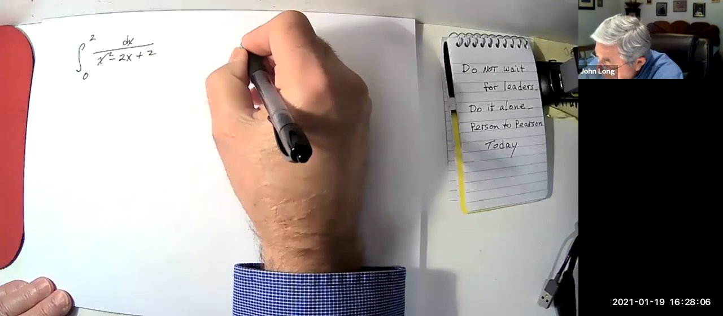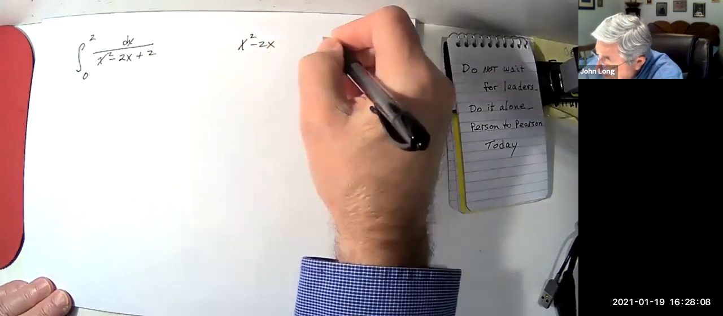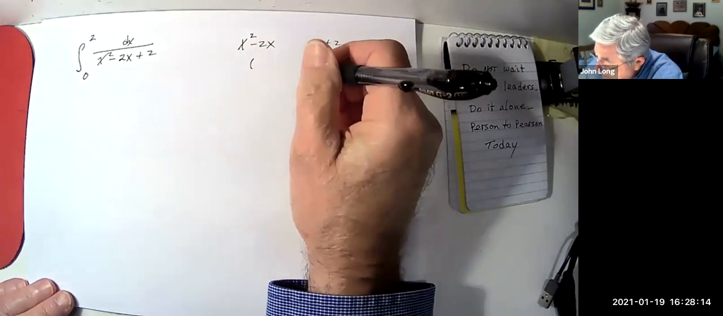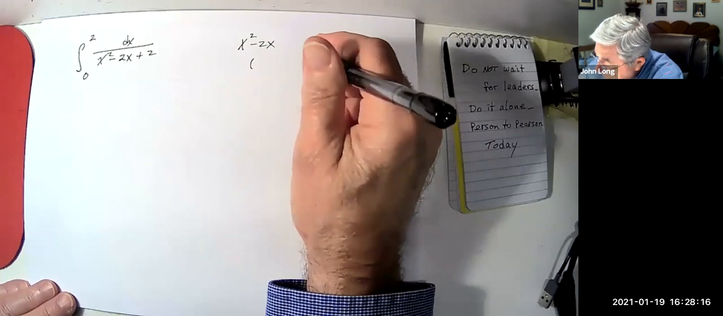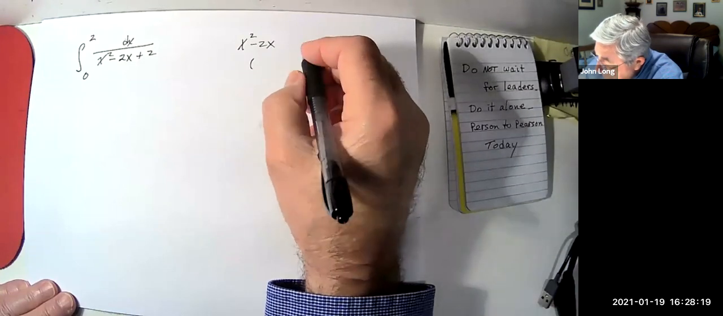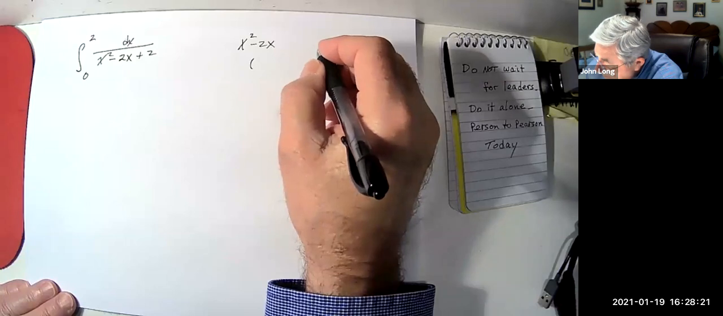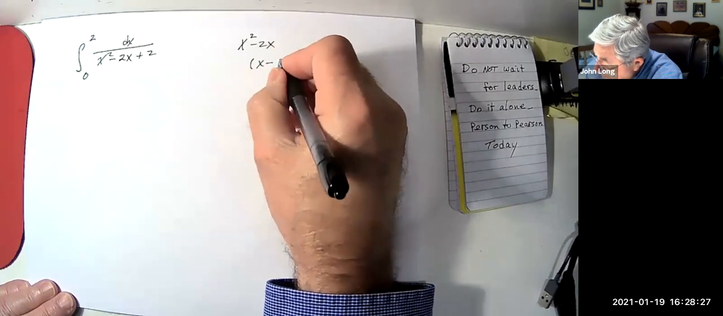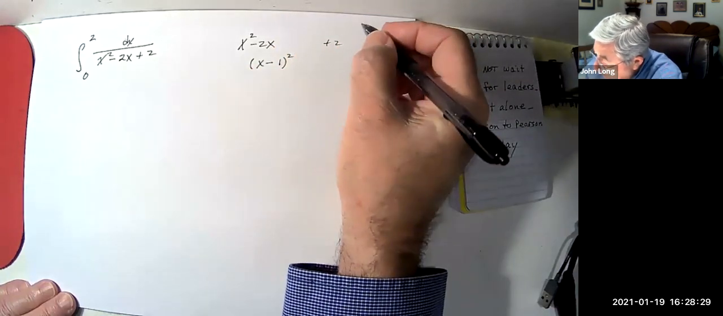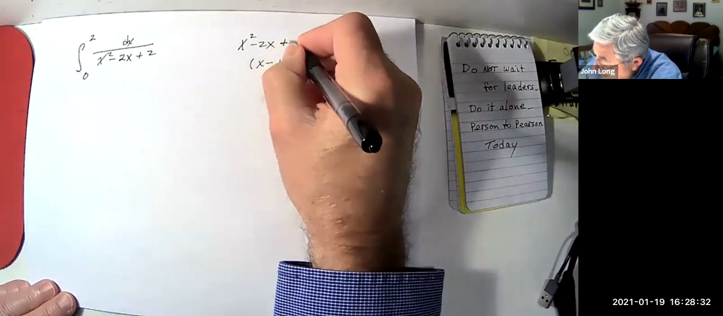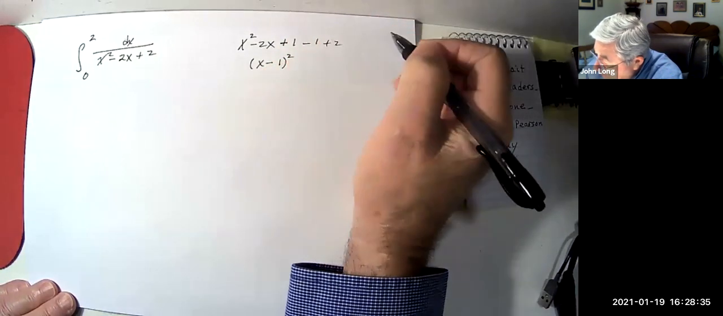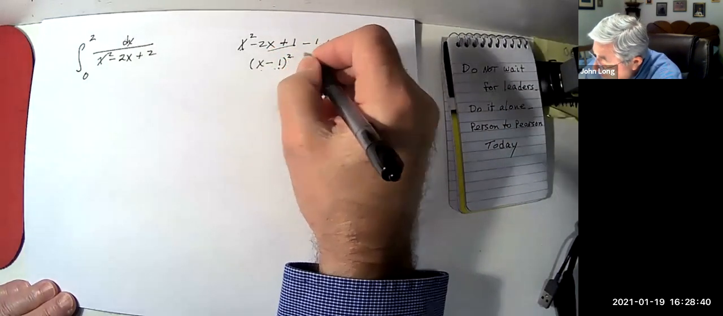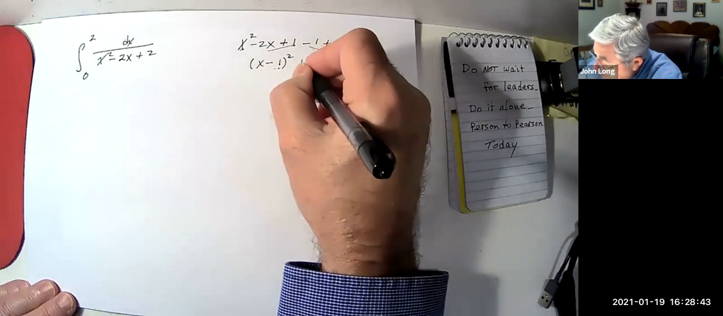And what we want to do, first of all, is we want to take this x squared minus 2x plus 2 and convert it into some squares. Can we do that? Well, of course we can. This is going to be x minus, and half of 2 is 1 squared. How can we do that? Well, we have to add 1 and subtract 1 here. And so these three become x minus 1 squared, and then these two become plus 1.